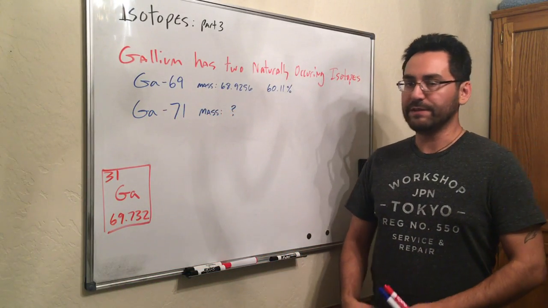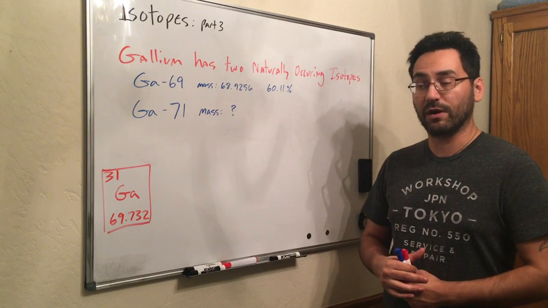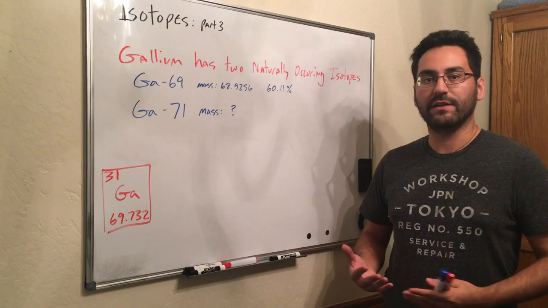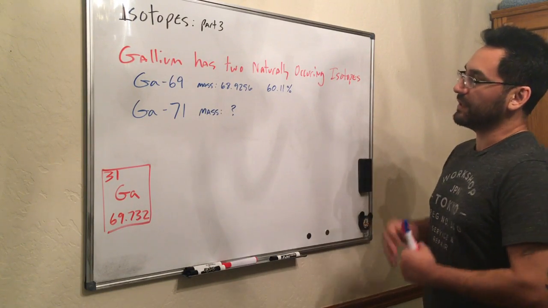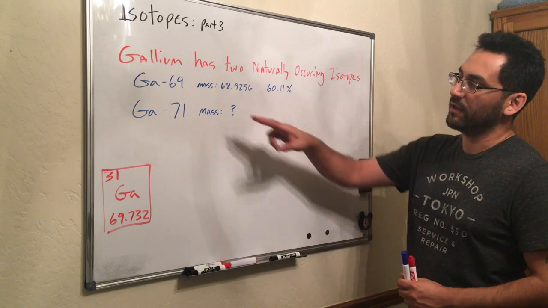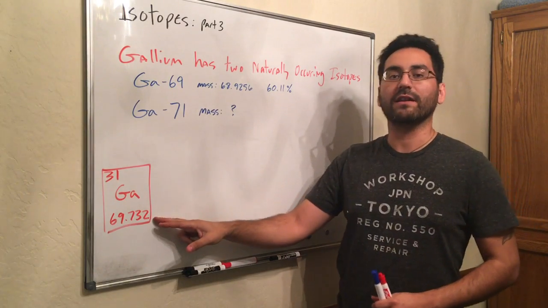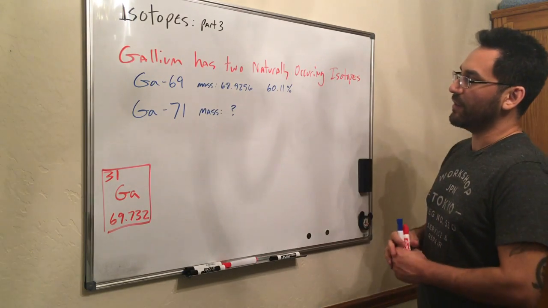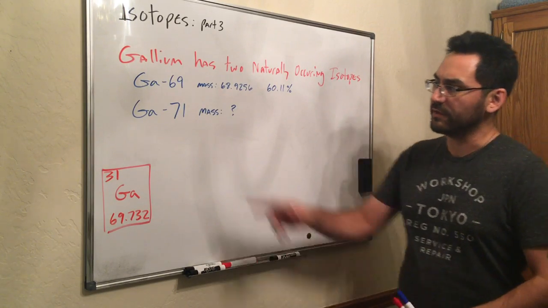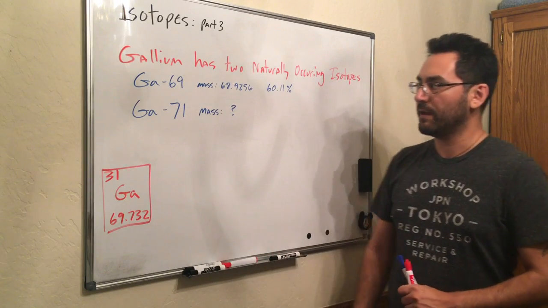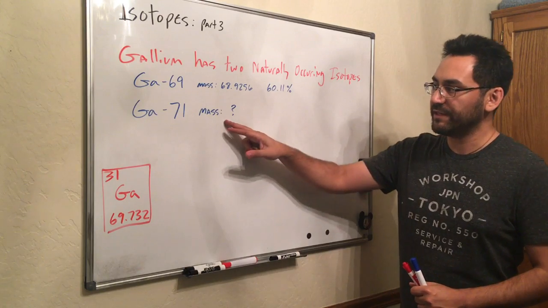Welcome back. In this video, part 3 of isotopes, we're going to solve another isotope problem where we are calculating the atomic mass of one of the isotopes. So in the last problem, we used the isotope mass and a percent abundance to actually calculate the periodic table value. This time, the problem says, gallium has two naturally occurring isotopes, gallium-69 and gallium-71. What is the mass of gallium-71? So that's what we need to do.